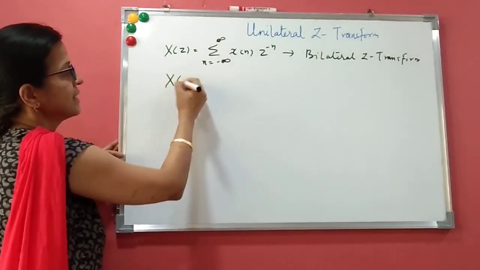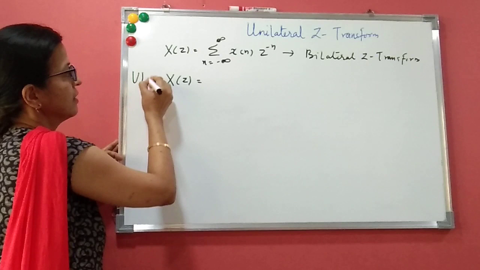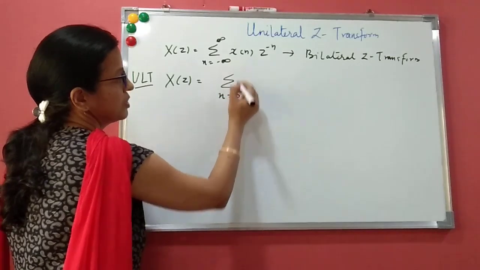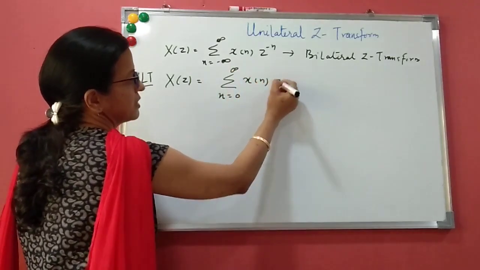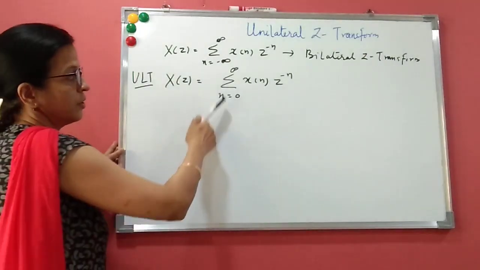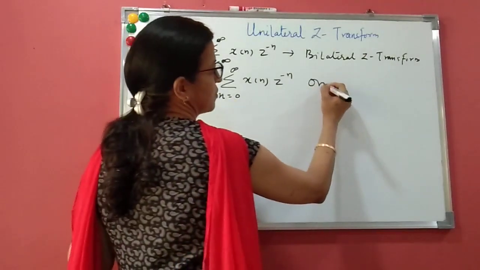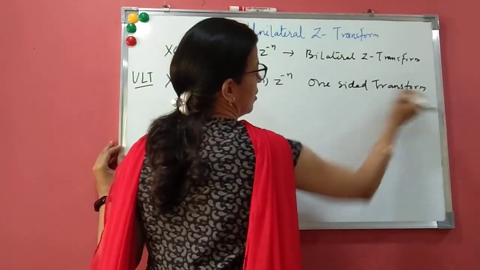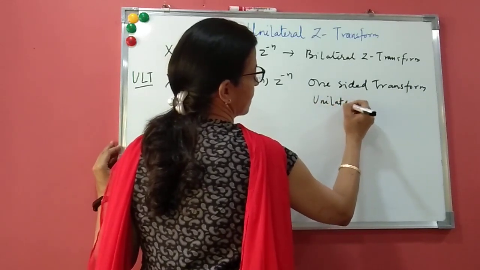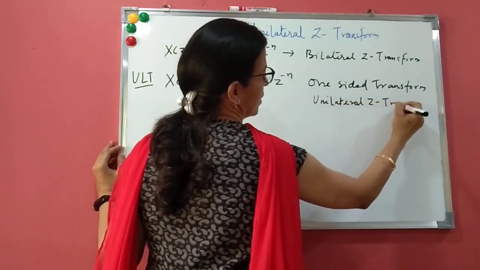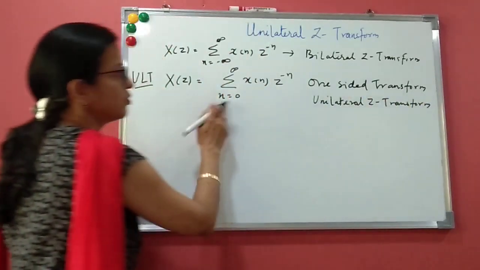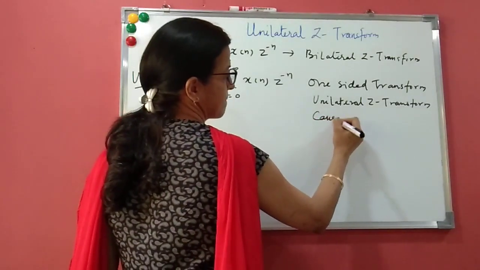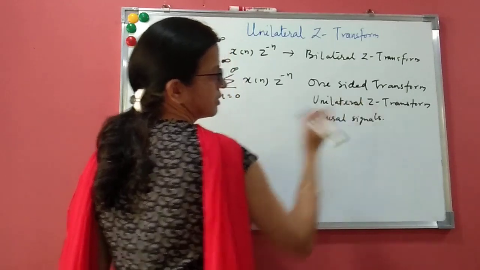Now what is this unilateral Z transform? This is for one-sided signals. The unilateral Z transform is x of z equals summation n equals 0 to infinity x of n z raised to minus n. You can say this is called the one-sided transform, or unilateral Z transform. Here the definition is from 0 to infinity. Or we can say it is also for causal signals, because causal signals exist only for 0 to infinity.